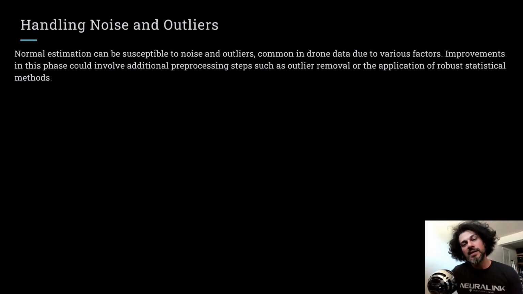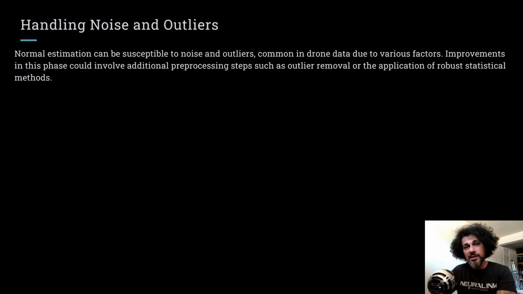In our data processing pipeline, we conduct normal estimation, a process of identifying the orientation of points in our 3D point cloud data. However, drone-collected data can often have noise, unwanted or irrelevant data points, and outliers, which are points that significantly differ from others. These elements may distort our understanding of the point cloud's structure and consequently the 3D model that we aim to build.